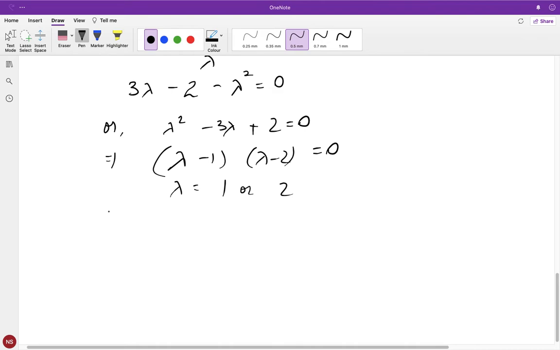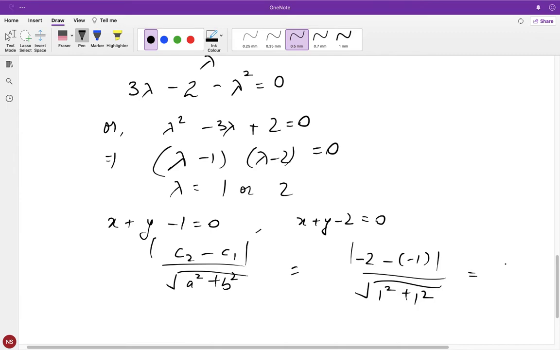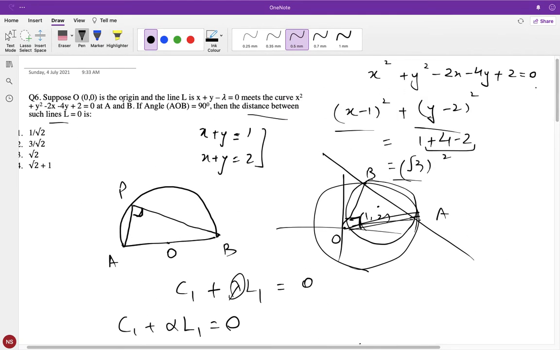Right? We know that the distance between lines is |c2 minus c1| divided by the square root of a square plus b square. A and b are 1. So c2 minus c1 is 2 minus 1, divided by the square root of 1 square plus 1 square, which is |−2 plus 1| by root 2, which equals 1 by root 2. This is the correct answer.